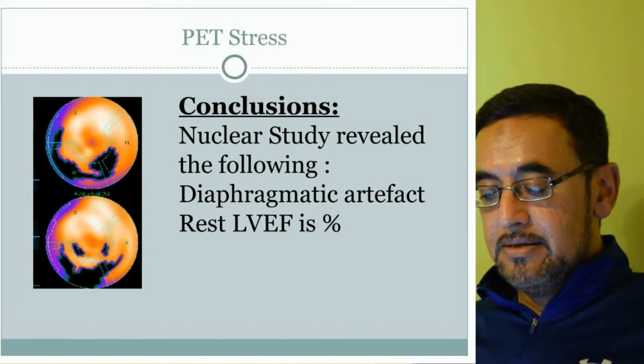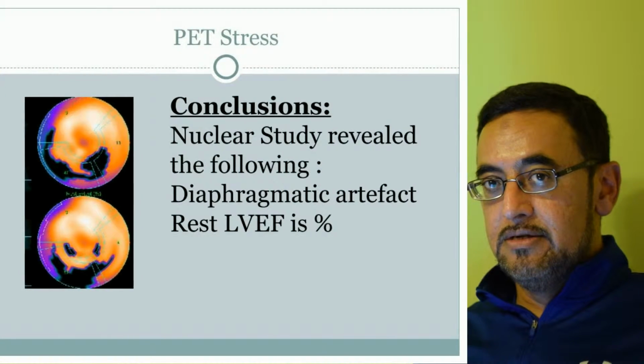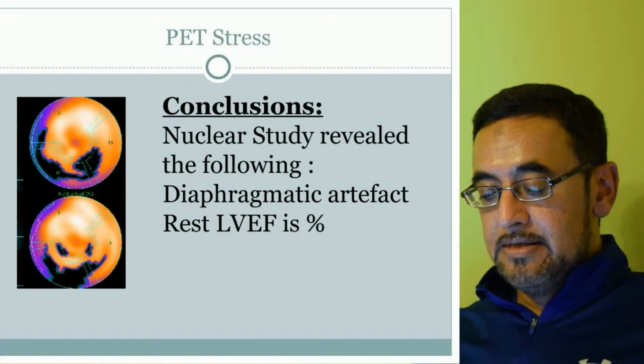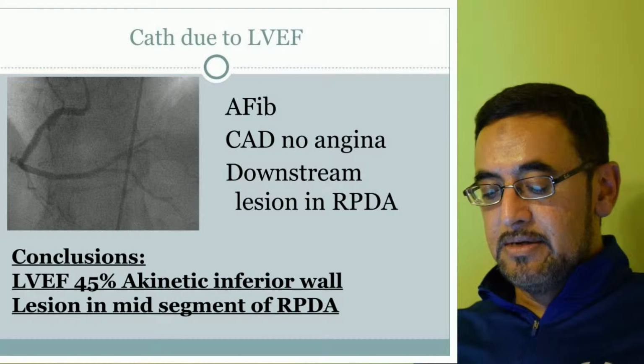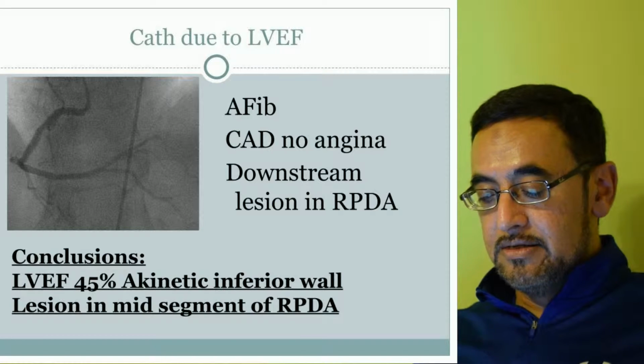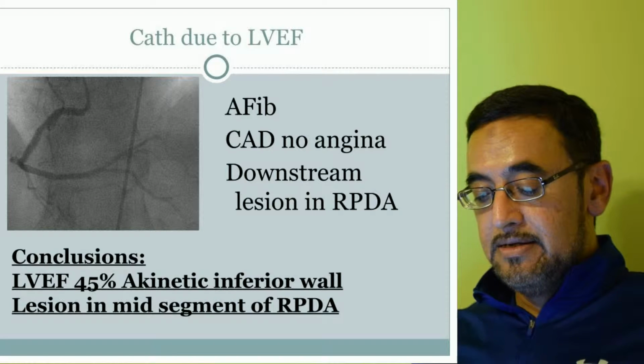Patient underwent a nuclear stress test that showed the picture that you see here, which basically shows a diaphragmatic artifact. This led, subsequently, he had a weak heart muscle, which led to a heart catheterization. And on heart catheterization, he was found to have ejection fraction of 45%. The inferior wall of the heart wasn't moving. There was a blockage in the mid-segment of the right posterior descending artery.